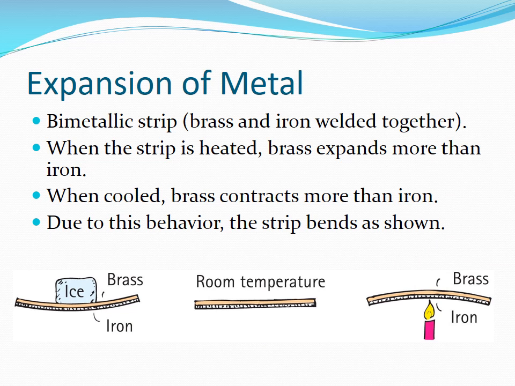A bimetallic strip is a piece of brass and a piece of iron welded together. When the strip is heated, brass expands more than iron. When cooled, brass contracts more than iron. Due to this behavior, the strip bends as shown.